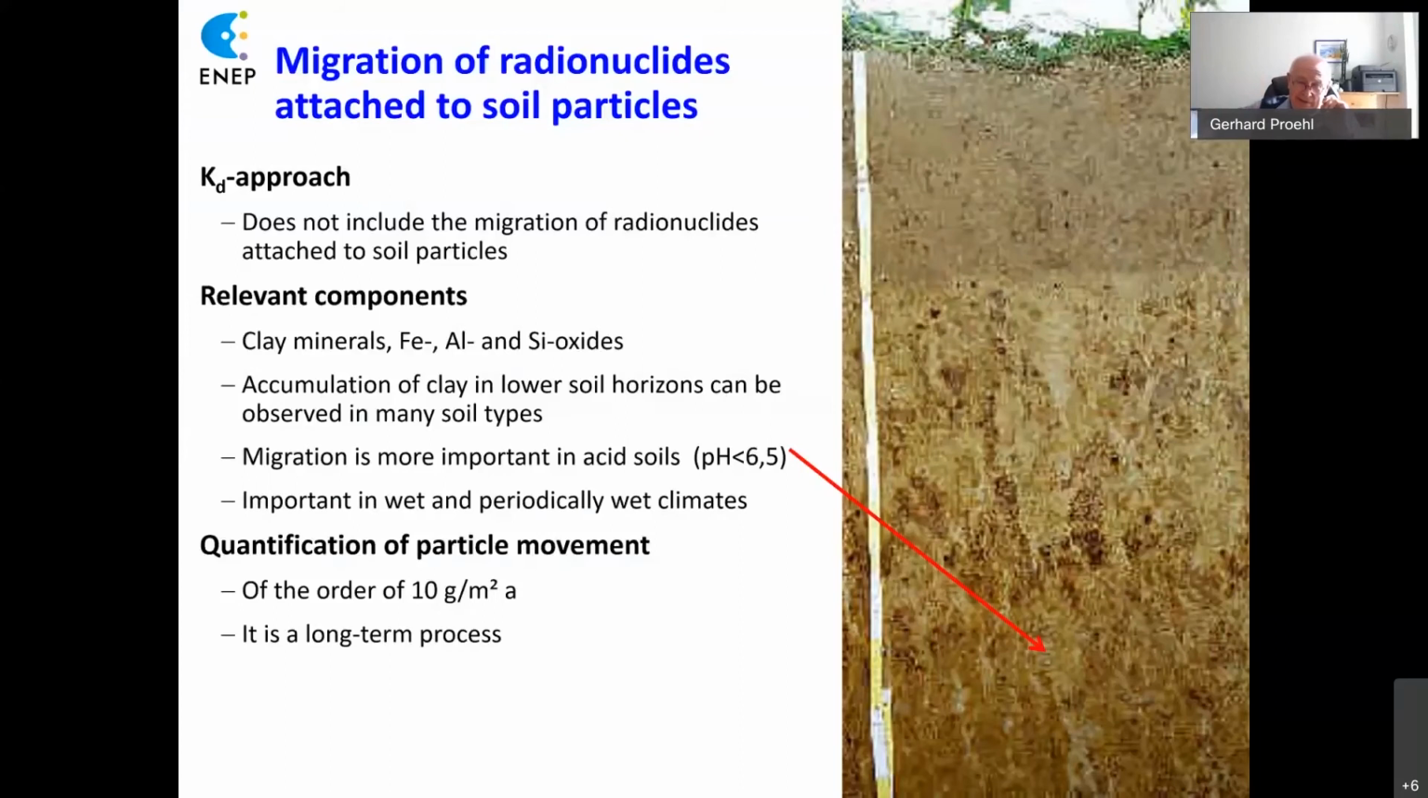And if you look at this soil horizon from the last slide, you see, indicated by the red arrow, an accumulation of clay particles. So in the long term, at least in some soils, you have a depletion of clay in the upper part and an accumulation of clay in the lower part. And in the long term, this causes a relevant migration of radionuclides from the upper part to the lower part. Of course, it's a long-term process. It's not really relevant if you look at 10 years or 50 years, but it's important if you look at 100, 1,000, or 10,000 years.